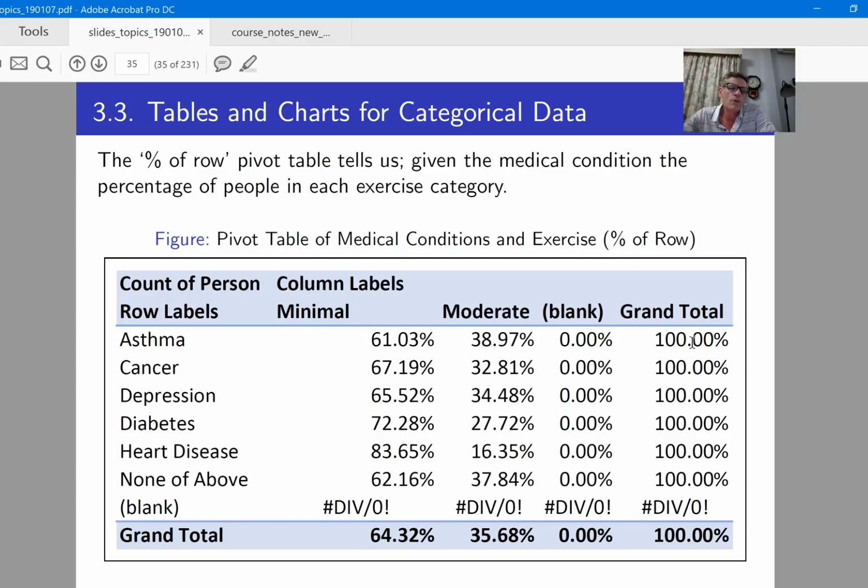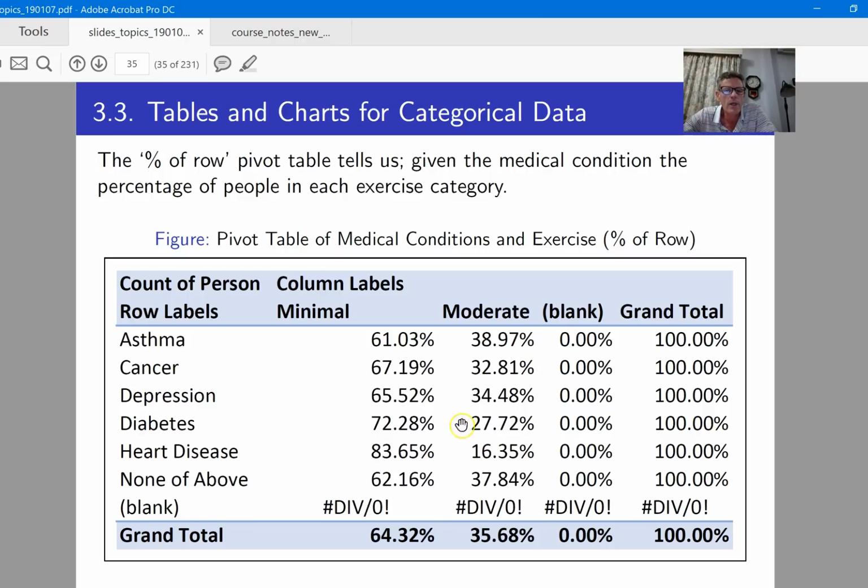Percentage of row can be thought a little bit like just isolating out this particular category of people. So this row tells us, just consider the people who have asthma. What's the breakdown of their exercise composition? And you see 60% or so don't exercise much, nearly 40% do exercise. Let's take the people with diabetes. 72% don't exercise much, 28% do exercise a reasonable amount.